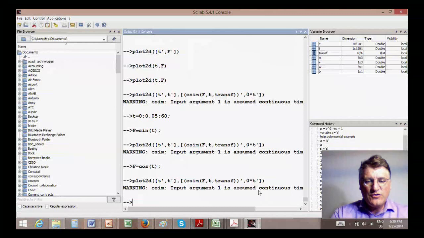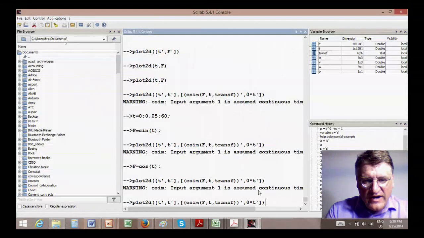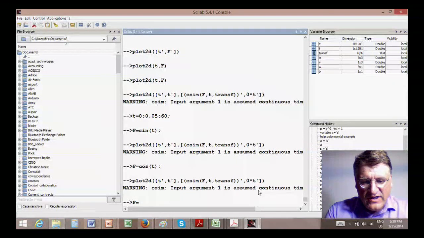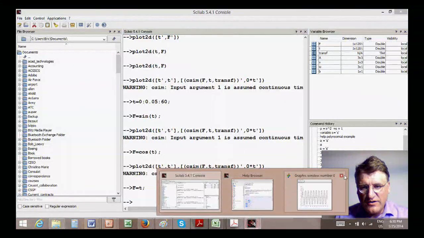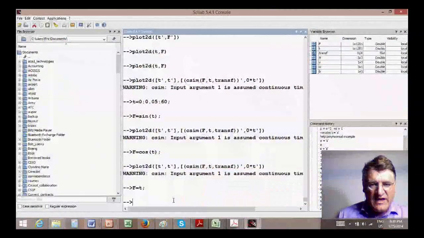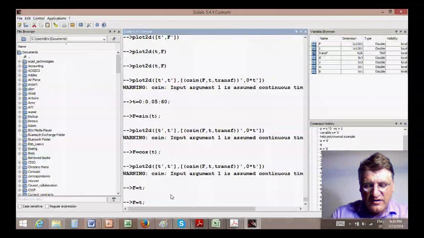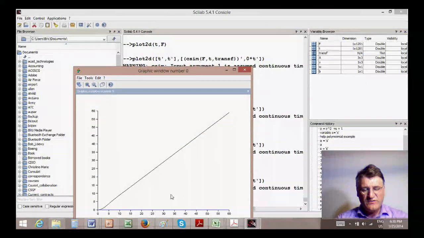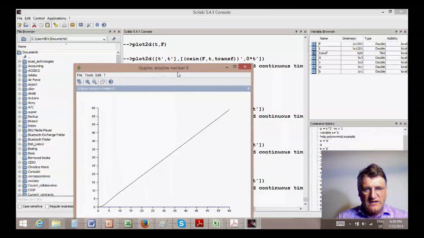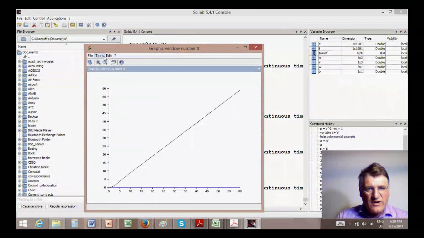We could use a ramp instead. So we could write f equals 3 times t, or f equals t. That would be a standard ramp. Now let me clean the window here, and now let me do the same plot function. The response is very fast and carries quite a bit of information.